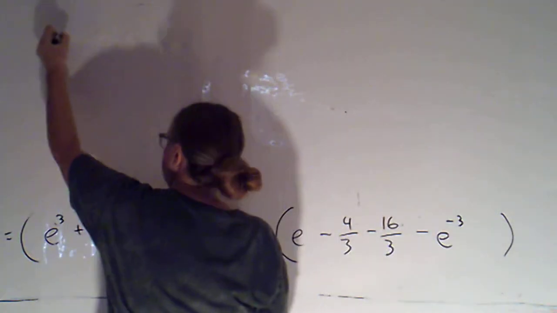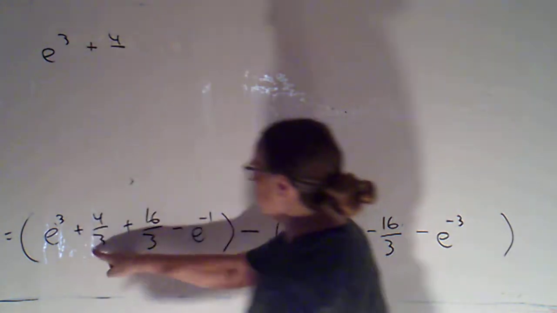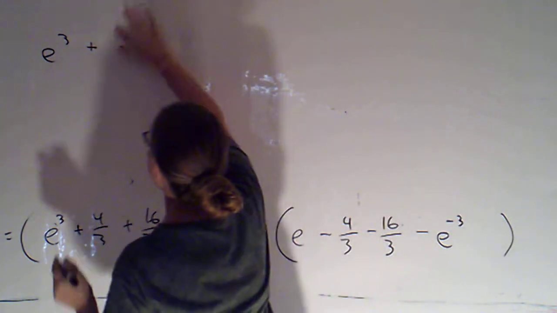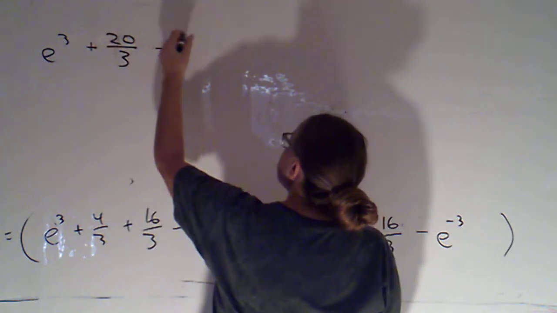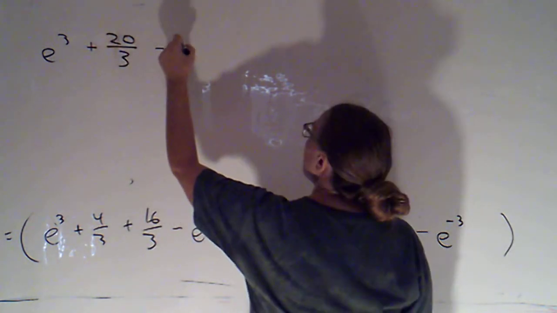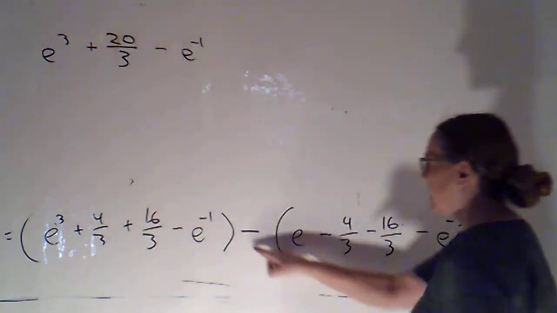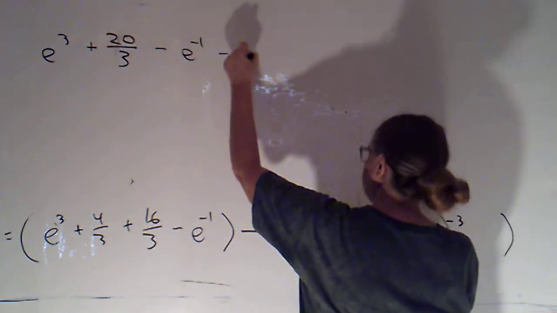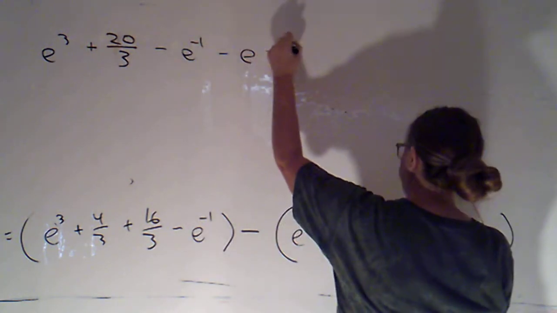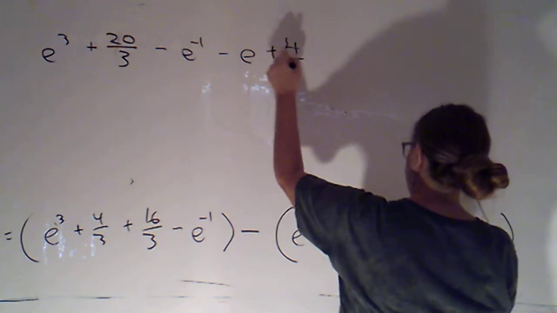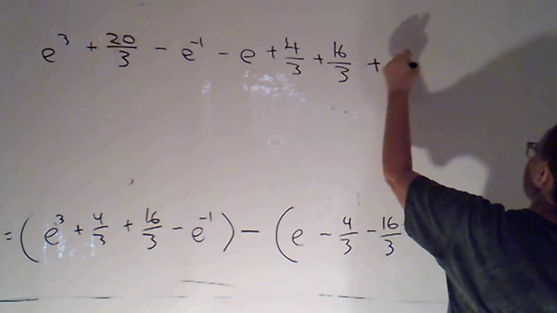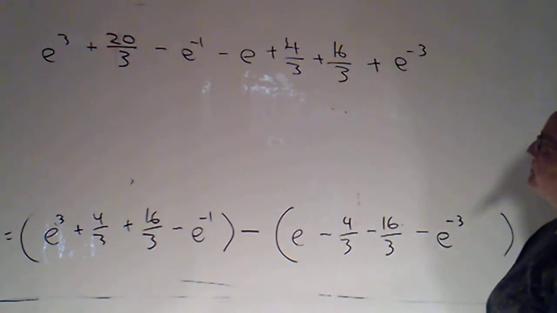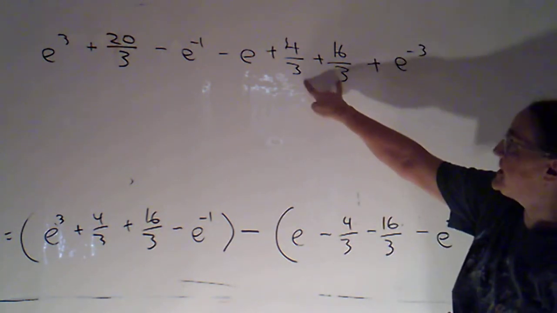So, e cubed plus 4 thirds, plus 4 thirds plus 16 thirds. Let's go ahead and make that plus 20 thirds. Minus e to the negative 1. Distributing this negative, minus e plus 4 thirds plus 16 thirds plus e to the negative 3. So that's another 20 thirds.